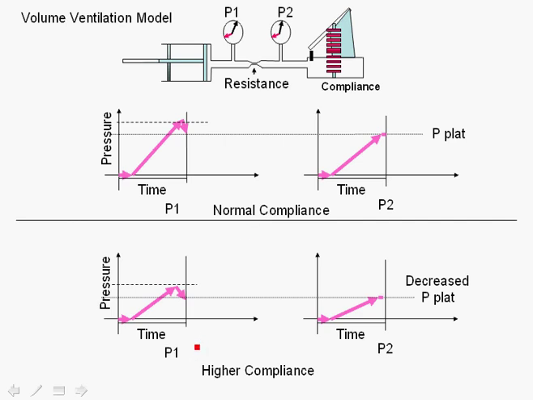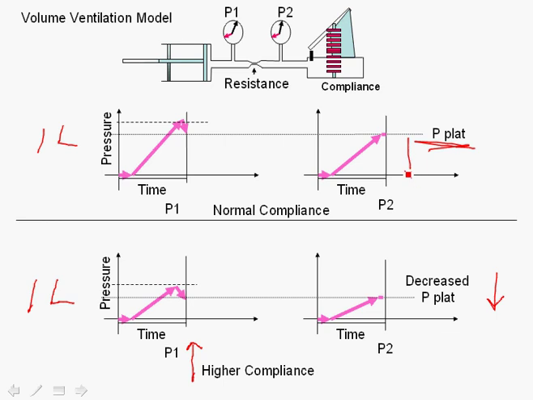If we had a higher compliance, that means the lungs now are more distendable, they're actually more flaccid, and when you blow up that balloon now, the lung, it's actually easier. So we're still putting in the same volume. We've put in 1 liter of gas into each one, but in this one, because we have higher compliance, the plat pressure goes down compared to our normal model here.